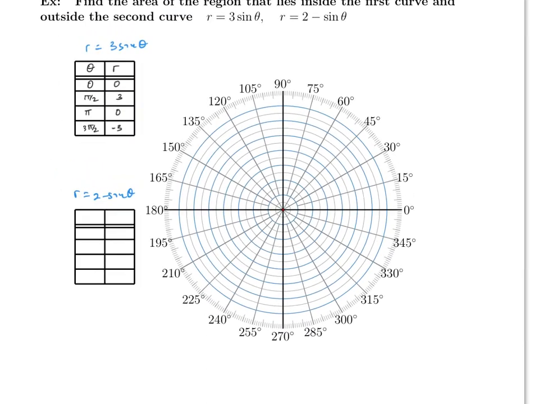So if we do the graph of the first one, 0, 0 is right here. And then pi over 2 will give you 3, so this is 1, 2, 3. Now pi, which is right here, will give you 0, which is this value again. And then 3 pi over 2 is minus 3, which notice is this value. We talked about this before. This is actually a circle. And the circle looks like this.